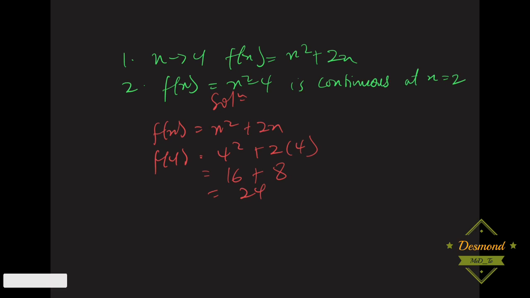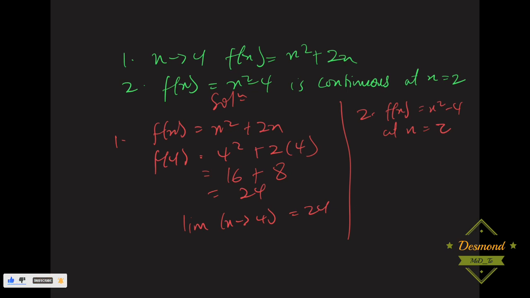So the limit as x approaches 4 is 24. Very easy. Now the next one, so this is question 2, I hope you got it. The next one, we are going to determine if the function f of x equal to x squared minus 4 is continuous at x equal to 2. So we'll go through step by step.